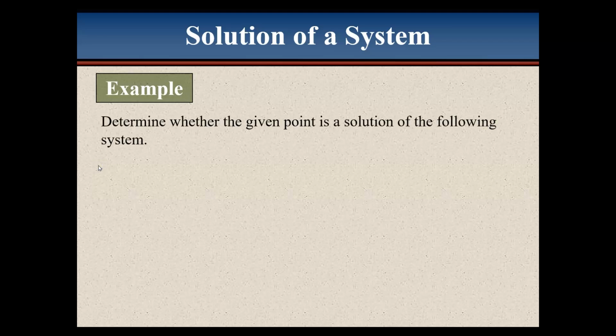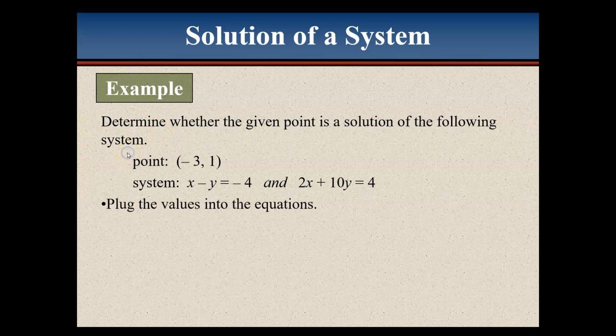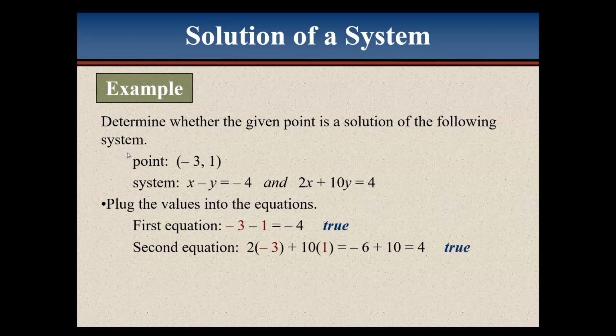So for example, determine whether the point is a solution to the system. We're going to use the point (-3, 1) and these two equations: x minus y equals -4, and 2x plus 10y is equal to 4. We're going to substitute in -3 for x and 1 for y and see if it's true. In the first equation, -3 minus 1 is -4, so that makes it true. In the second equation, 2 times -3 is -6, 10 times 1 is 10, so -6 plus 10 is 4, so that statement is true.